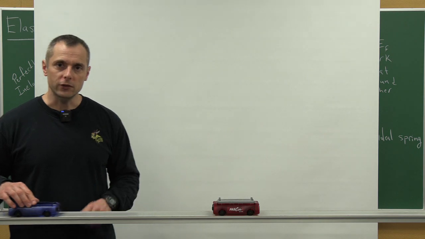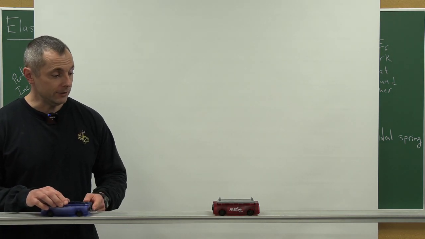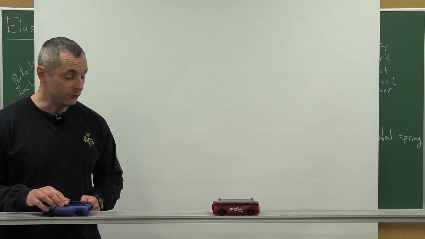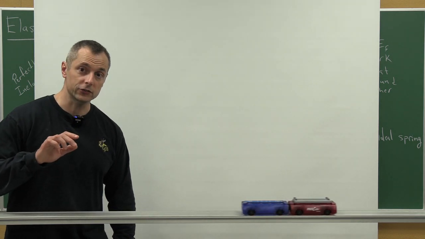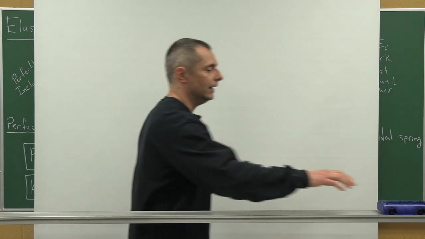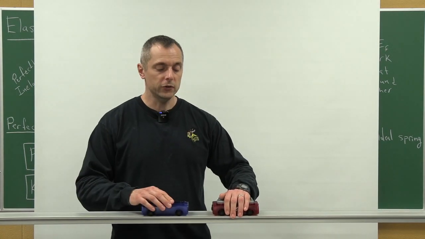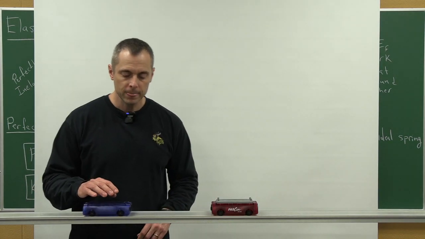So in the first case, what I could do is shove this car forward and have it crash into that car, and since they have Velcro facing each other, they're going to stick together. And then the collision looks like that. So again, car at rest, car comes in, and they stick together and move together slowly after the impact.